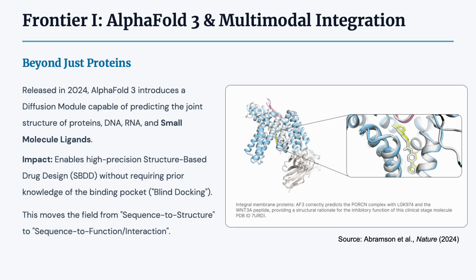Looking to the future, AlphaFold 3 represents a massive leap. Released just recently, it moves beyond protein. It can predict a joint structure for protein, DNA, RNA, and small molecule ligand targets. This enables blind docking: designing a drug without even knowing where the binding pocket is. It shifts the field from simple structure prediction to interaction prediction.